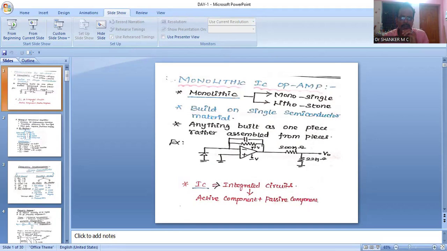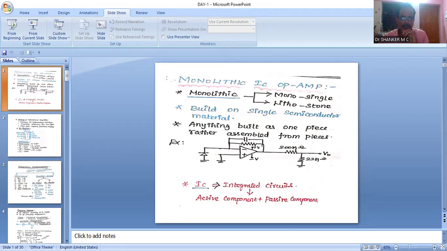In this diagram, you are seeing the pin diagram. This is called IC741, and it has 8 pins. The pins are indicated here. The dot means the pin numbering starts from this side, which is the left hand side. The right hand side also has 4 pins. Pin number 1 provides the offset null. Pin number 2 provides the inverting input. Pin number 3 provides the non-inverting input.